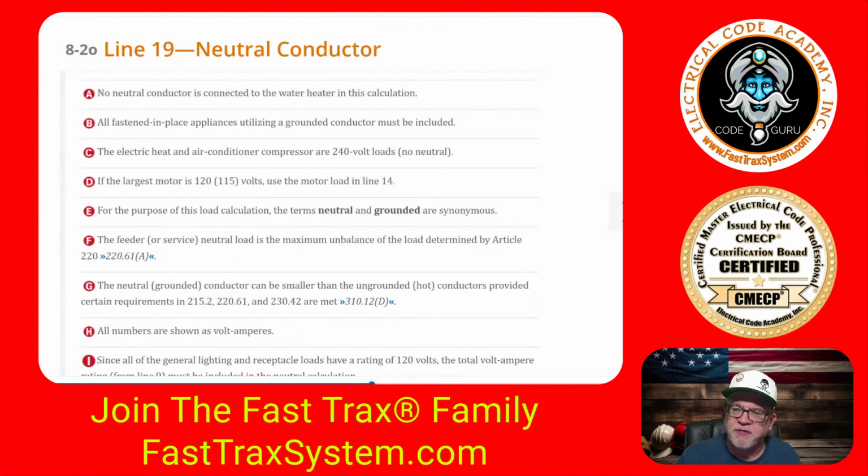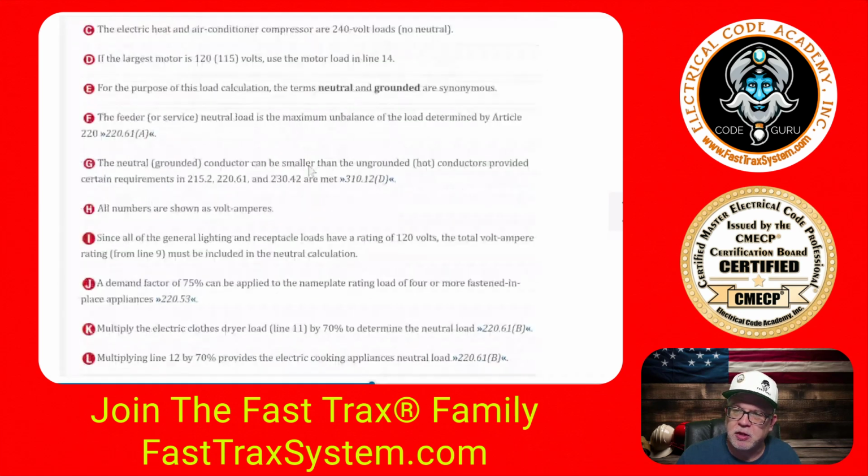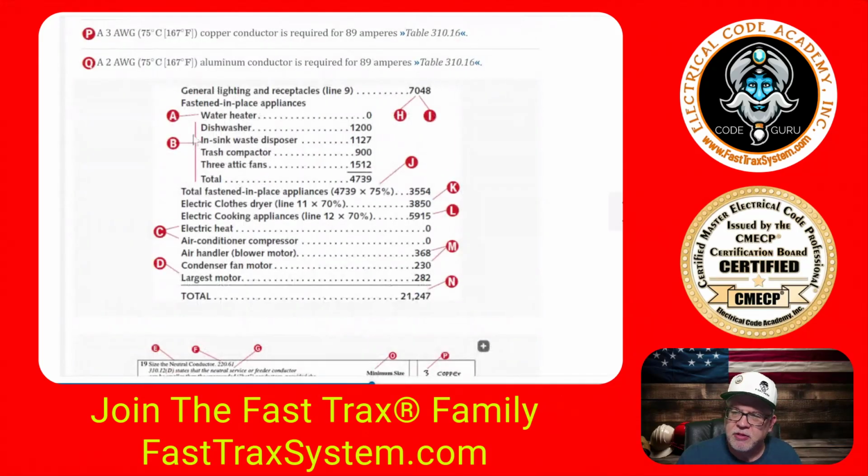The next thing would have been B. B says all fastened in place appliances utilizing a grounded conductor must be included. So if we go down and look at B, these are all of the items that were included in our list of appliances. And we only wanted to include those things that are what? That have a grounded conductor. So anything in your list that would have been 120 volts or even 115 volts are going to have a neutral component. Now, here's where people get confused.